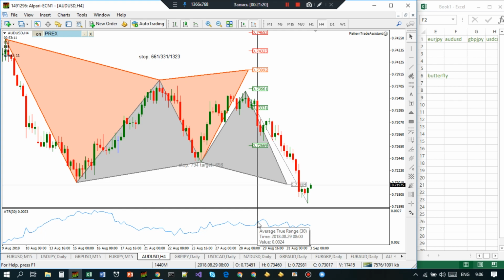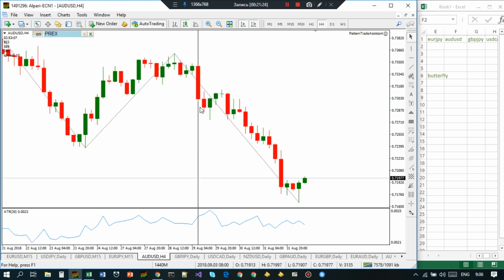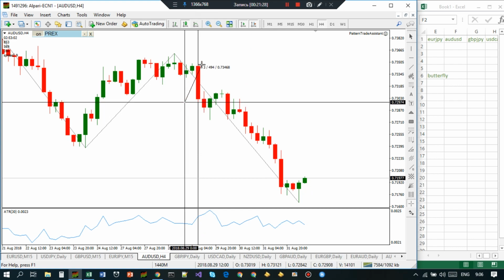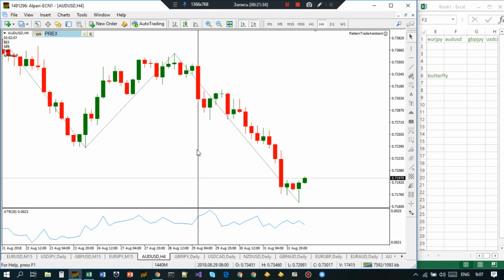So it says it should be 24 pips. You see, it should be 24 pips, and this one was 49 pips. 24 times 2 is 48. Okay, it is a large expansion bar, and if we move here, it says that it should be 23 pips.